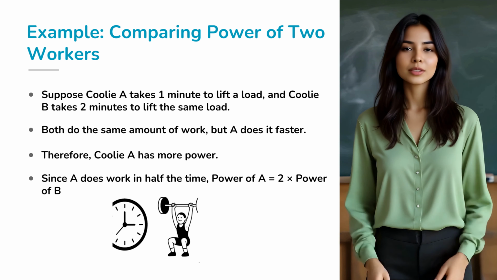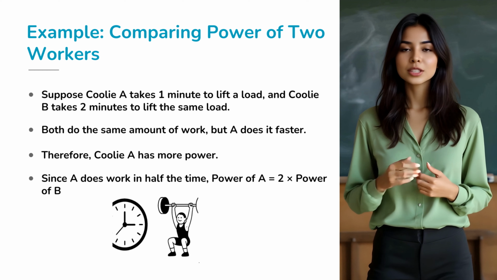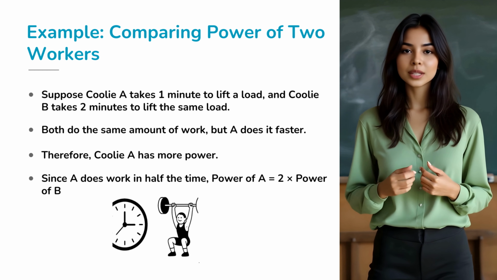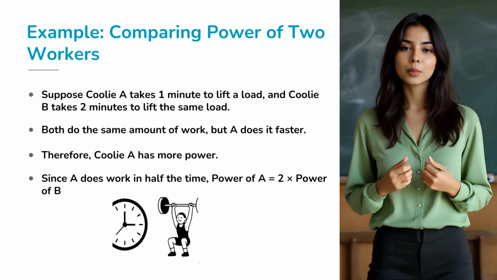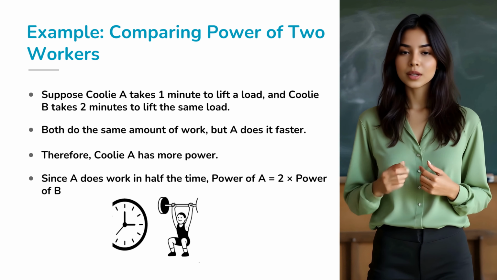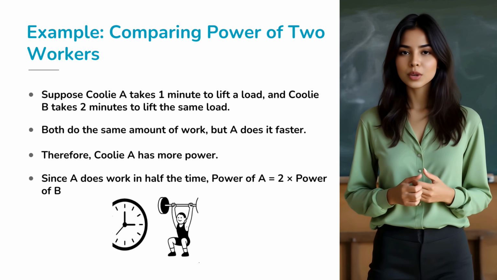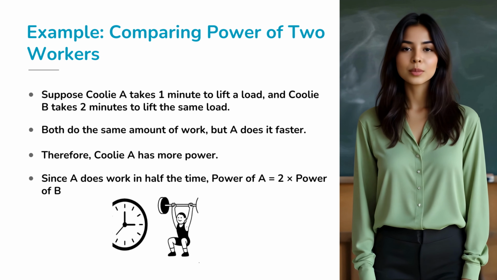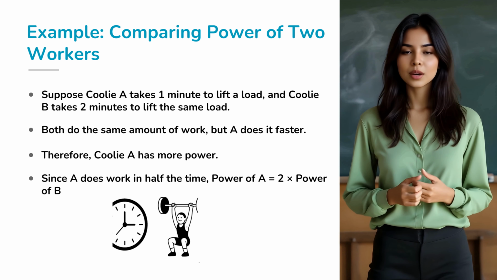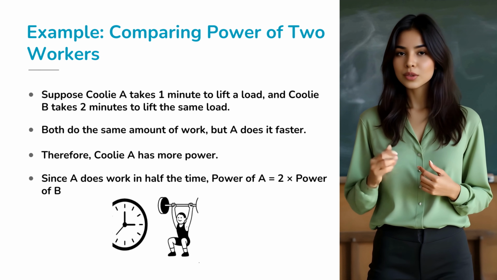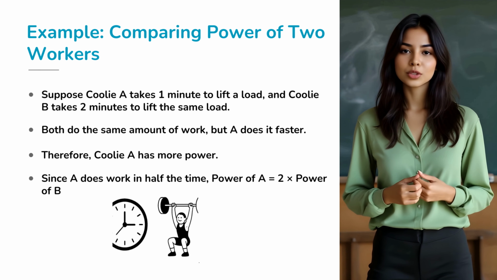Let's take a real-life example. Suppose Coolie A takes 1 minute to lift a bag to the top of a bus. Coolie B takes 2 minutes to lift the same bag to the same height. Now both of them do the same amount of work, but Coolie A does it in half the time. That means power of Coolie A equals 2 multiplied by power of Coolie B. So even though the work is the same, Coolie A is twice as powerful because he's quicker. That's how we use power to compare rate of doing work.